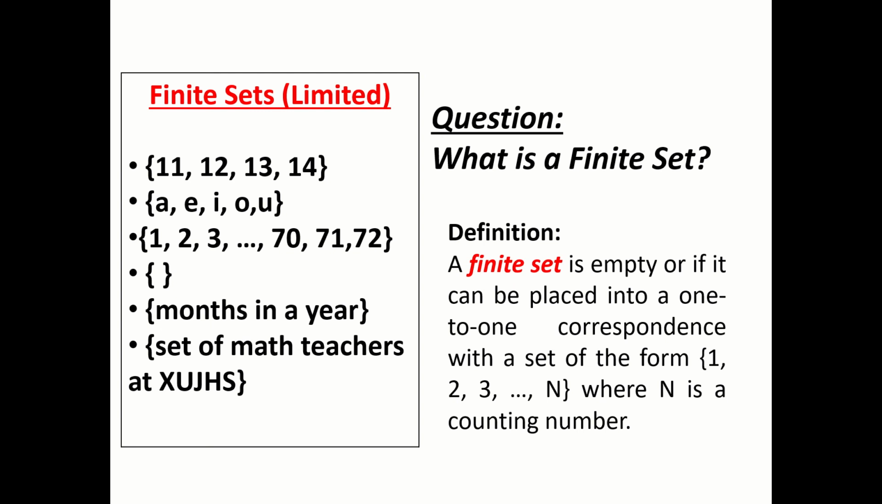That is finite. Why is it that an empty set is still a finite set? Because you can still identify that there are no members, and that is a zero. So still it's a finite set. Why is it that A, E, O, U, the vowels in the alphabet, is a finite set? Because you know that it's just five. Why is the third set that we have on the screen, from 1 to 72, finite? Because we know that there are only 72 integers from 1 to 72. And then months in a year, we know that it's 12. So there is exact cardinality.